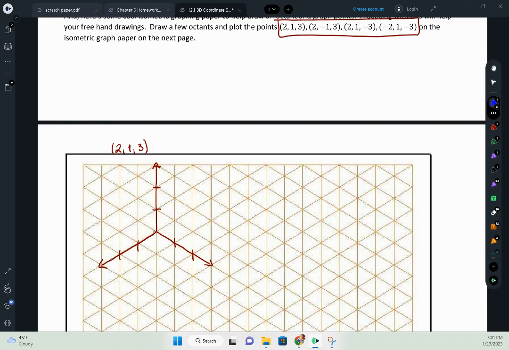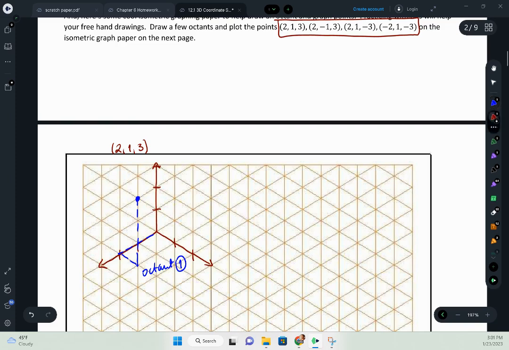So for the point (2, 1, 3), the 2 tells me to go out by 2 units on the x-axis. The 1 says go over by 1 unit in the y direction, running parallel to y. And the z coordinate is 3, which tells me to go up by 3 units. And there's my point, (2, 1, 3). This point landed in octant 1.